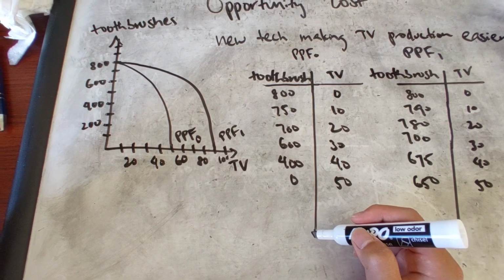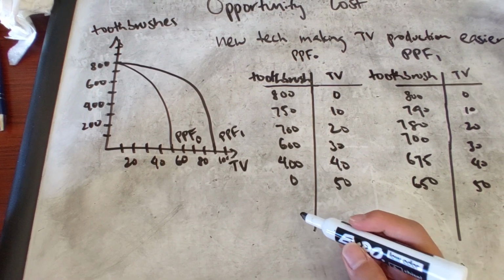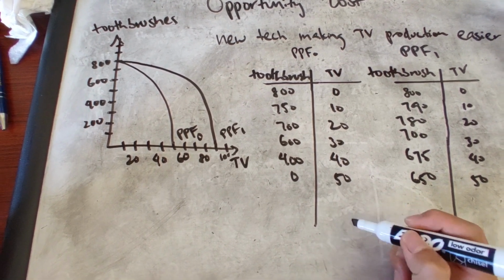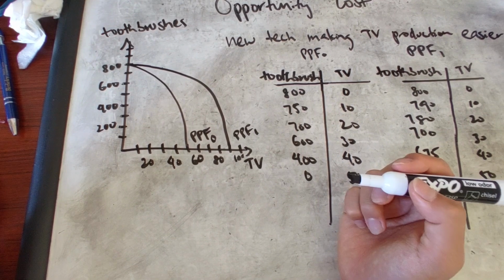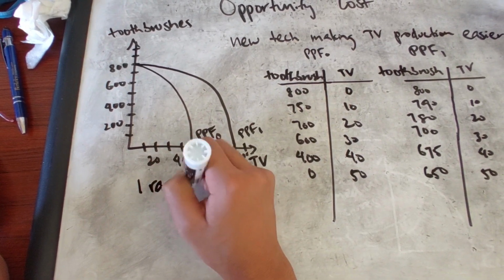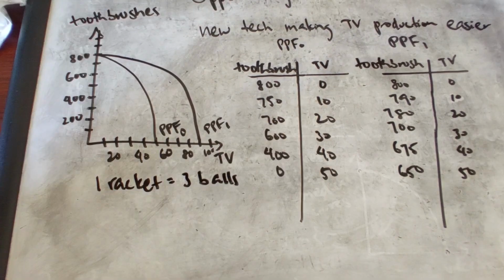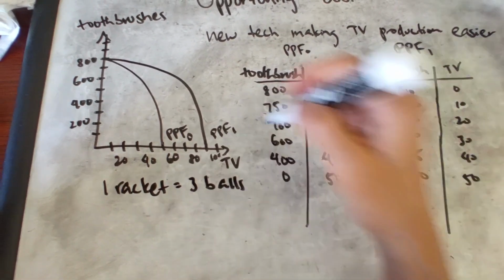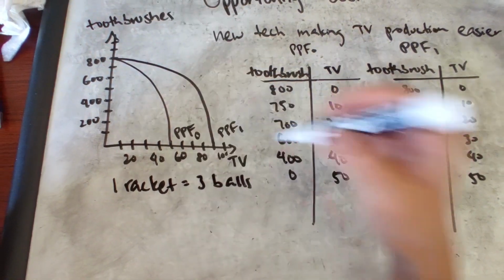The opportunity cost is the value of one object relative to the other. So for example, let's say you're producing tennis rackets and tennis balls. So one racket could have the worth of 3 balls, for example. So it's kind of like a ratio, a proportion at a current point in time, because these curves are not linear.